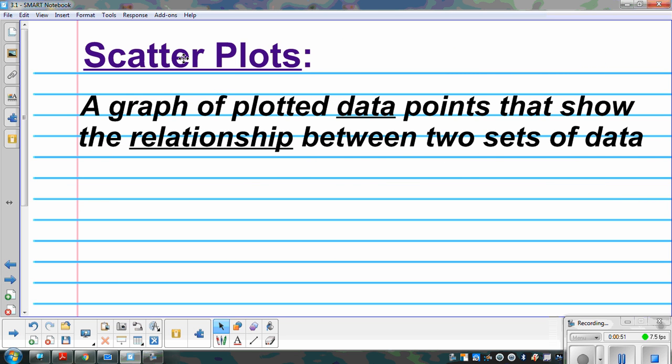In your notes, I'd like you to write the definition of what a scatter plot is. A scatter plot is a graph of plotted data points that shows the relationship between two sets of data. So there will be the independent variable on the x-axis and the dependent variable on the y-axis. When you have that definition down, go ahead and move on.